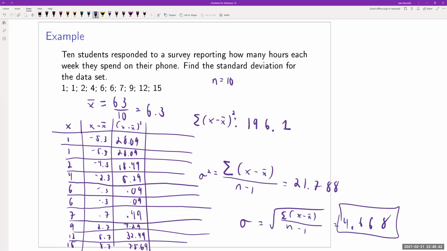Now, what does this number mean? We're going to talk in more detail a couple chapters down the road about interpreting this number with higher precision. But for now, all we need to know is that a larger standard deviation means the data is more spread out, whereas a smaller standard deviation means that the data is less spread out, more concentrated.